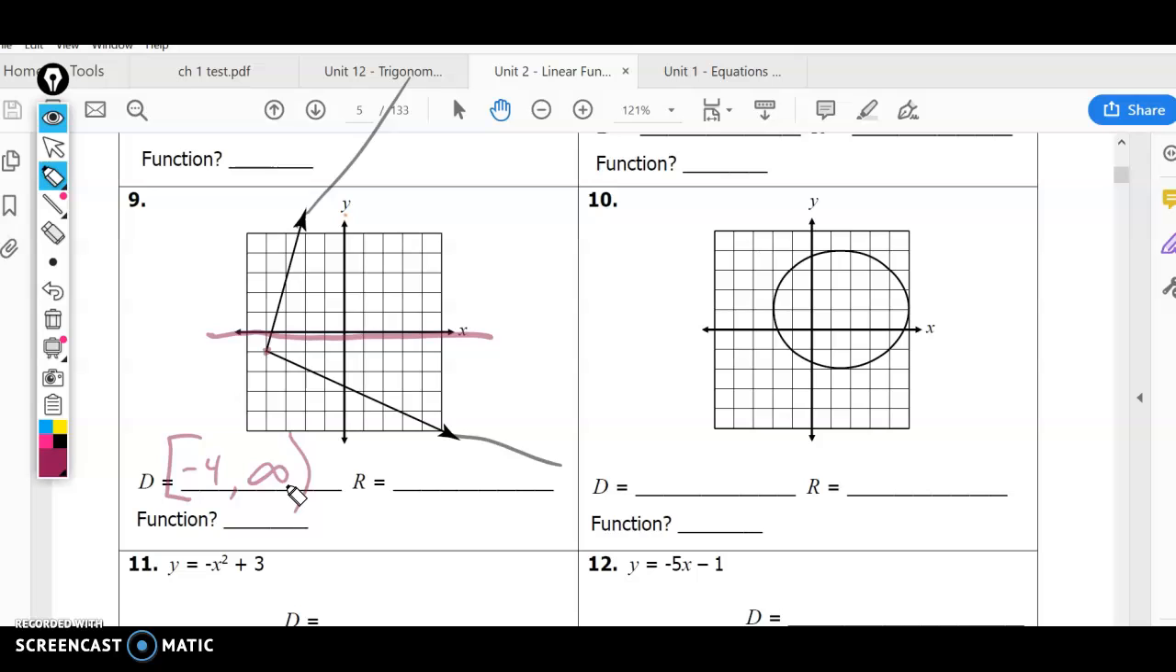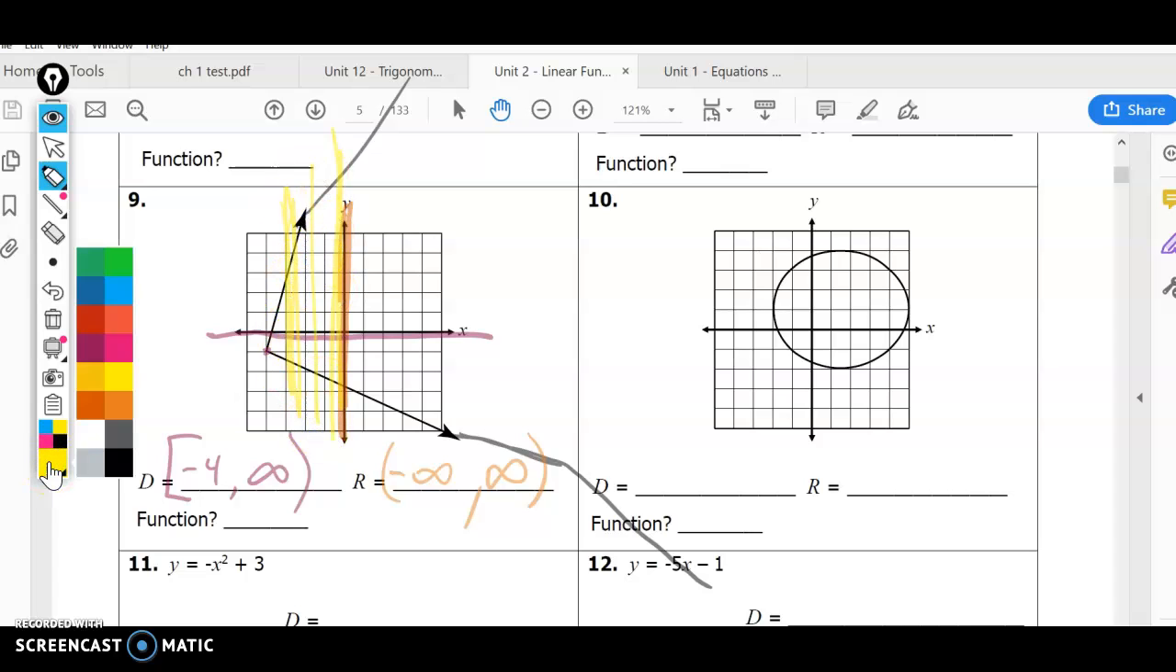The range goes lowest to highest. We're going to do it along the y-axis. So the lowest the graph goes is all the way down here at negative infinity. And then the highest the graph goes, all the way on top, is positive infinity with another parenthesis. Does it pass the vertical line test? Is it a function? Here, I'm drawing vertical lines right here, here, here. It does not pass, so therefore it is not a function.